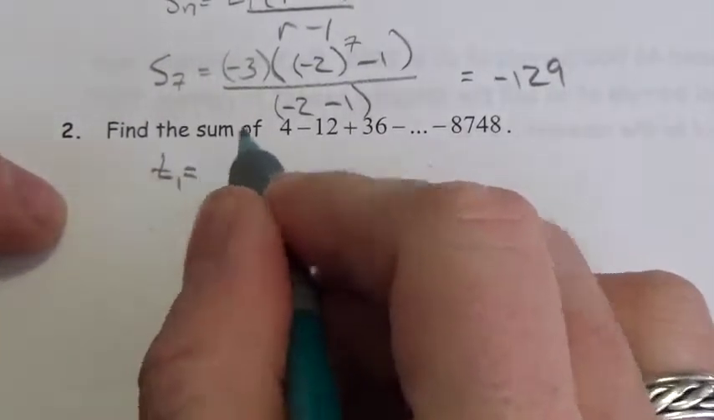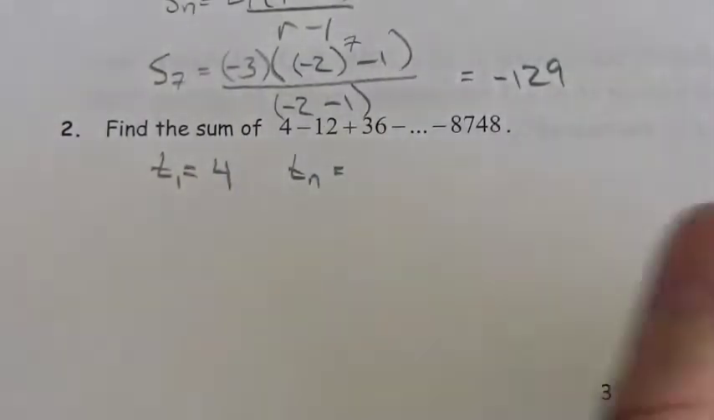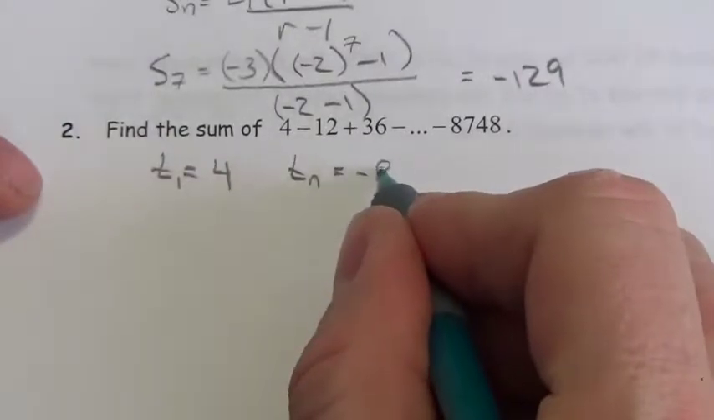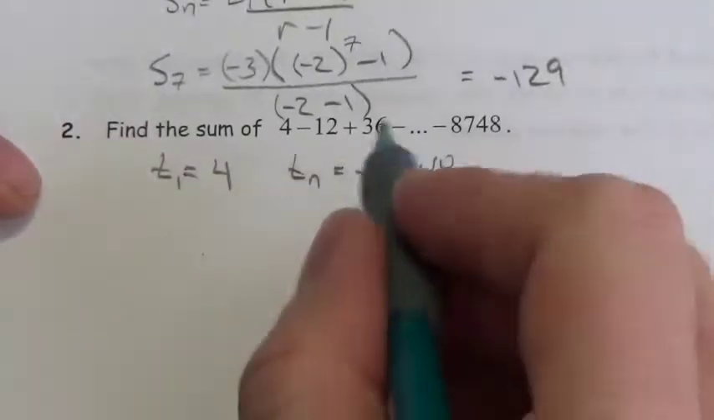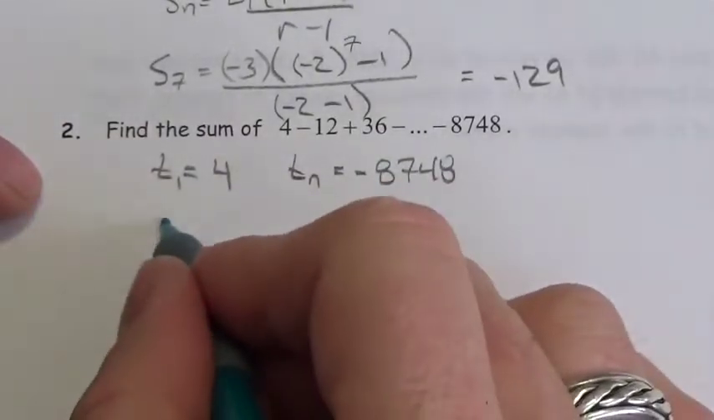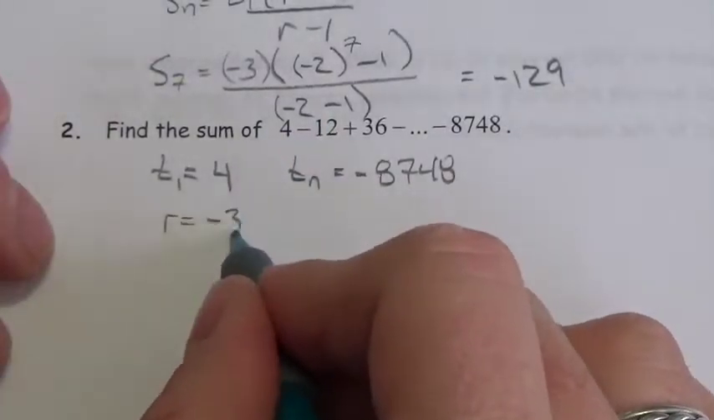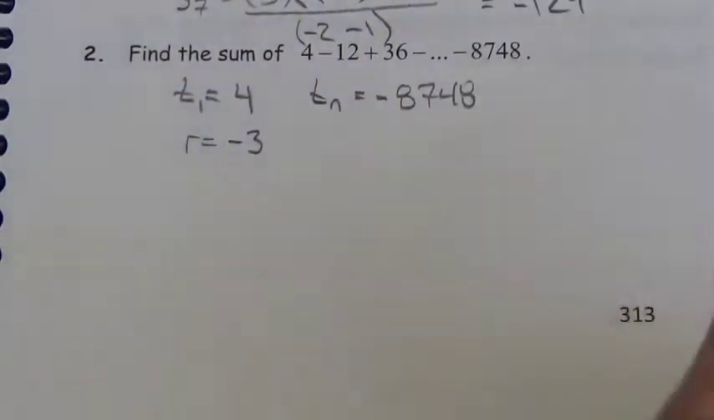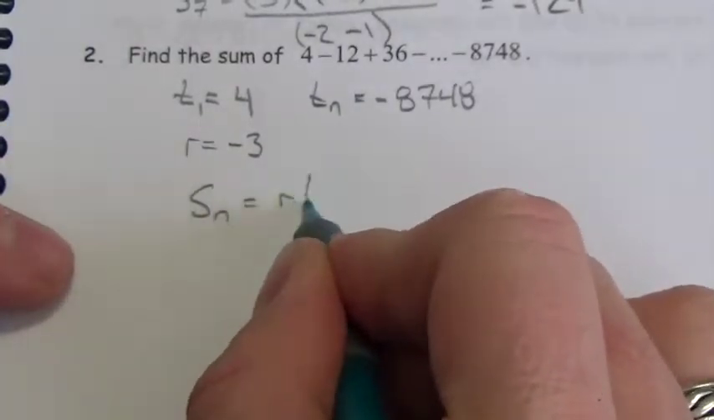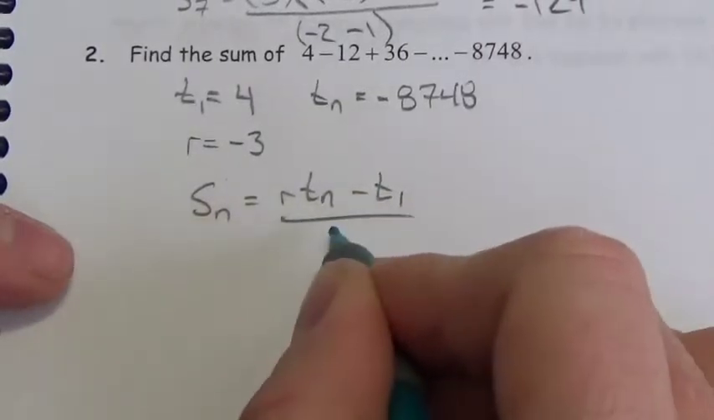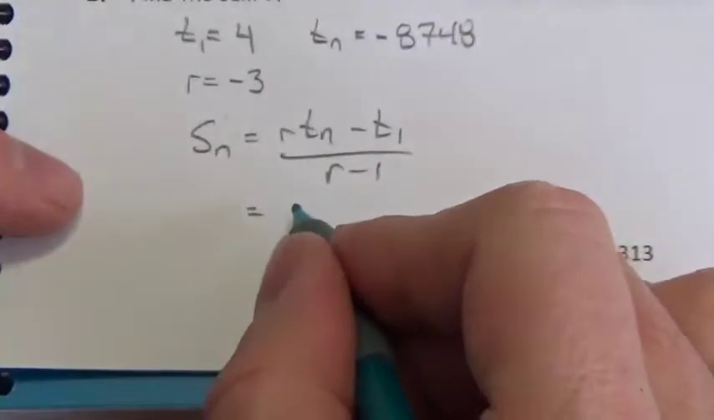I know that my first term is going to be 4. I know that the nth term, whatever n turns out to be, is going to be negative 8,748. Now bear in mind, that is not the sum, that is the last term. And then I also know, if I divide that negative 12 by 4, that r is going to be negative 3. So I can use my second equation there. Now in this case, I get to use Sn equals rTn minus T1 over r minus 1. And I don't know what n is, so I've got to leave that as it is.